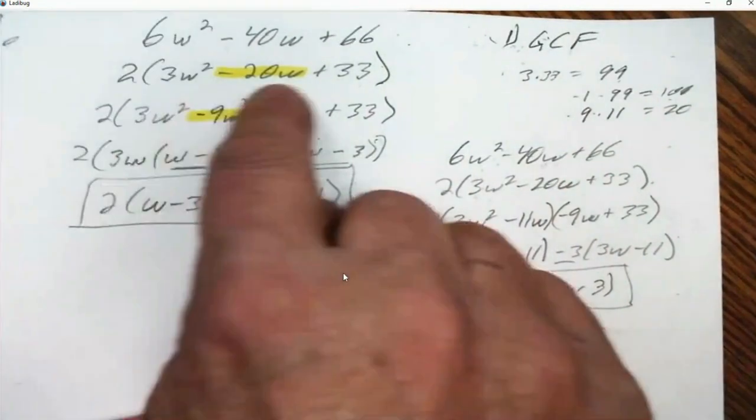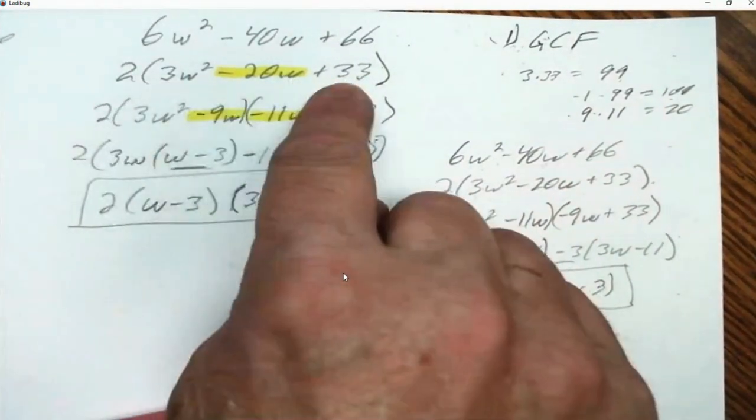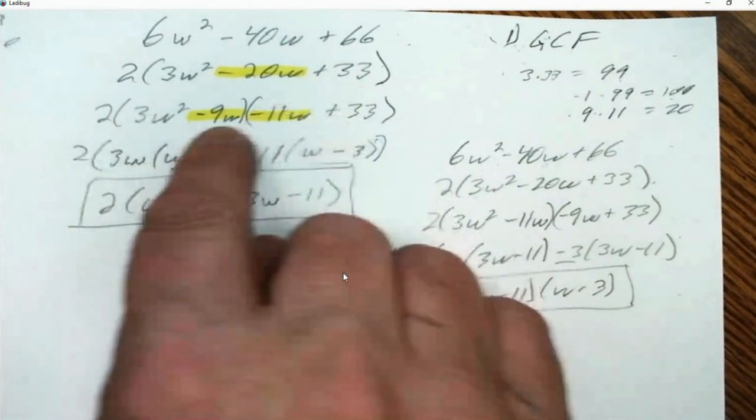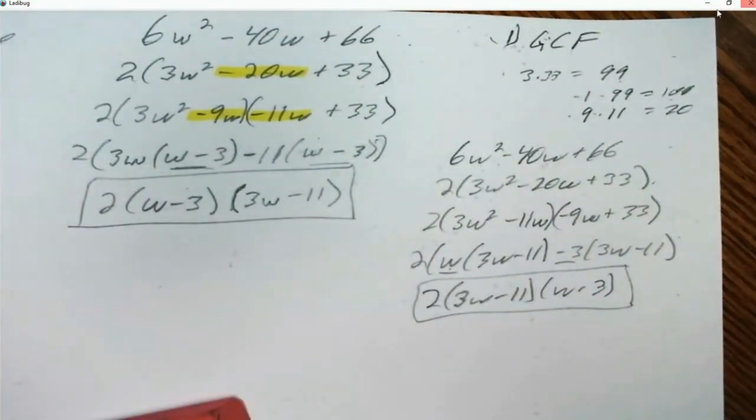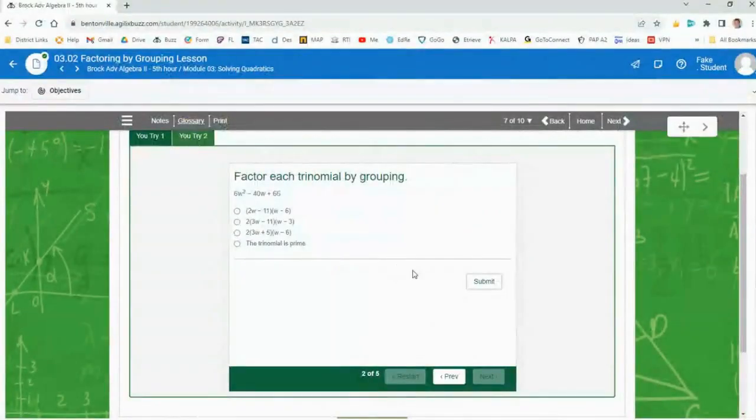Because looking at this, it's like, my goodness, I don't know what the factors of that are. Well, let's group it and factor it this way. And now those come out real nicely. All right. That is it. We're not going to go through any more.